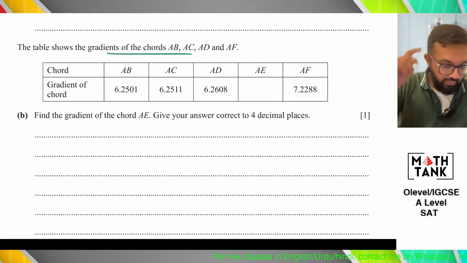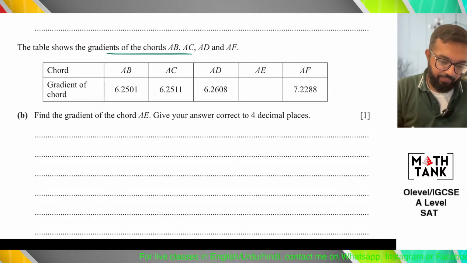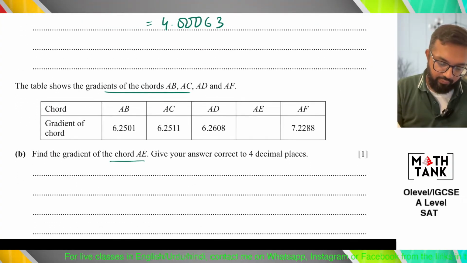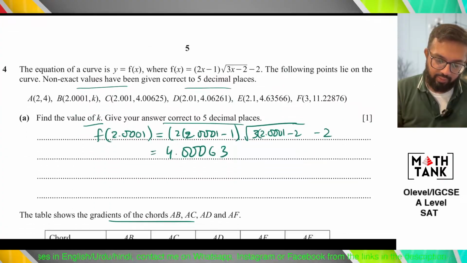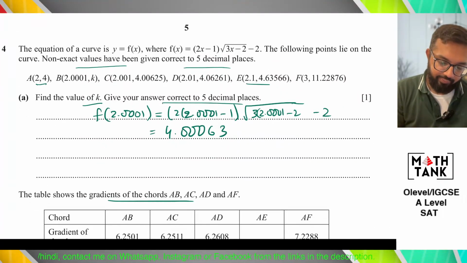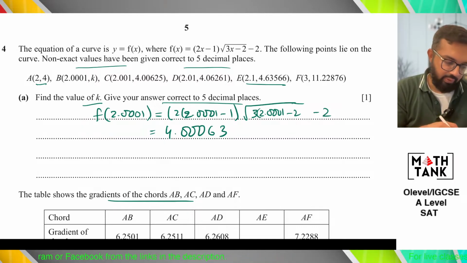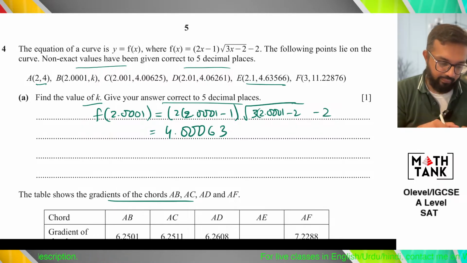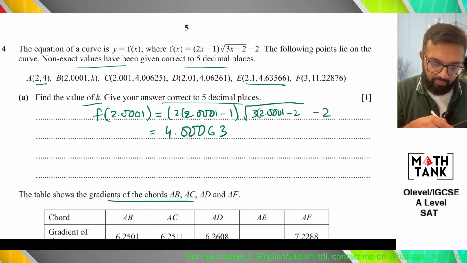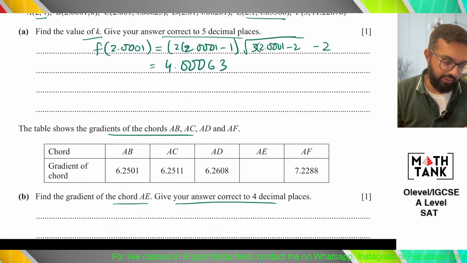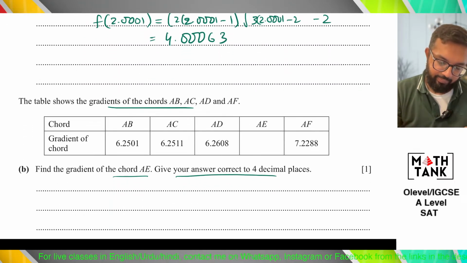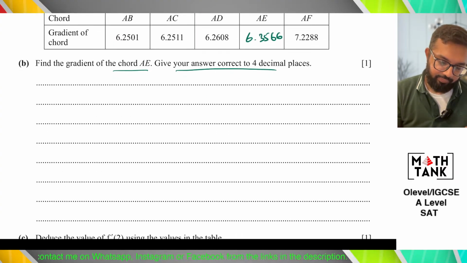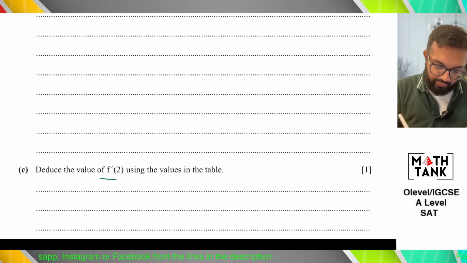The table shows the gradients of AB, AC, AD, and AF. Find the gradient of the chord AE, giving your answer correct to 4 decimal places. So AE, so 6.4.63566 minus 4, 2.1 minus 2, 6.3566. Okay. Then it says deduce the value of f dash of 2.